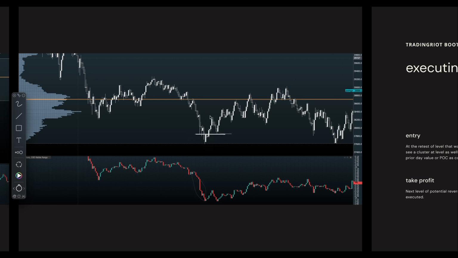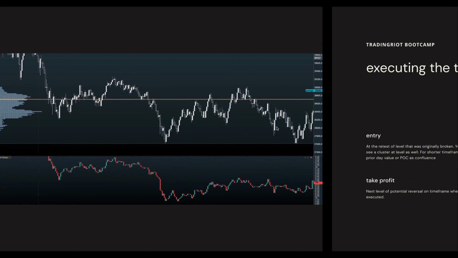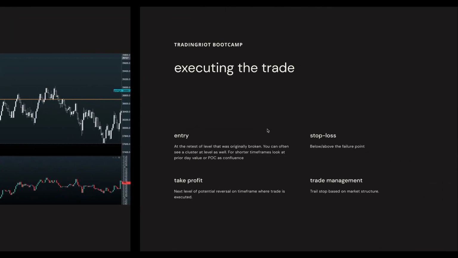We reclaim the level, so this is your structure broken, and then you are going to enter. You'll be using a limit order, so you are already in, but look at this. You have a much higher high, and delta is basically equal. A lot of selling came into here, but these sellers achieve nothing, and market will move higher from there. Okay, for the execution of the trades, you are getting in on a retest of the level which was originally broken.